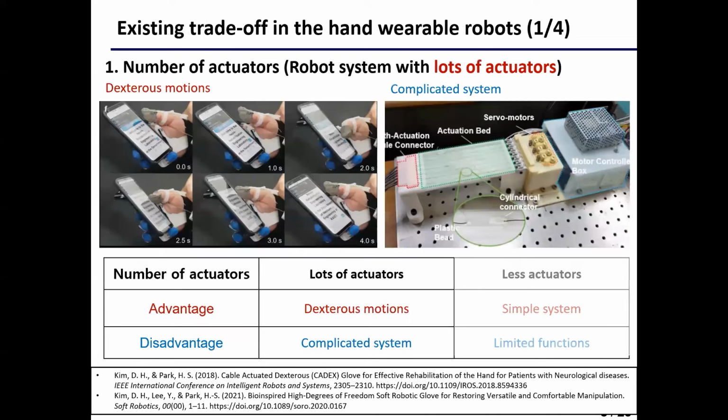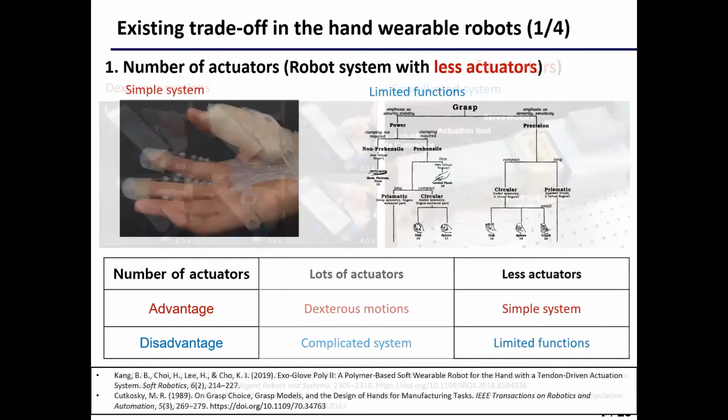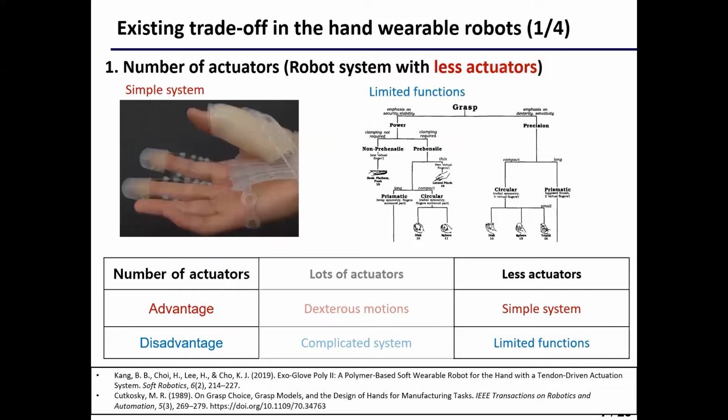The first issue is related to the number of actuators, as I explained in the previous slides. When we use lots of actuators, the robot can assist dexterous motions, but the system becomes complicated. In contrast, if we use fewer actuators, then we can construct the robot more simply. However, it is obvious that the robot will have limited functions.